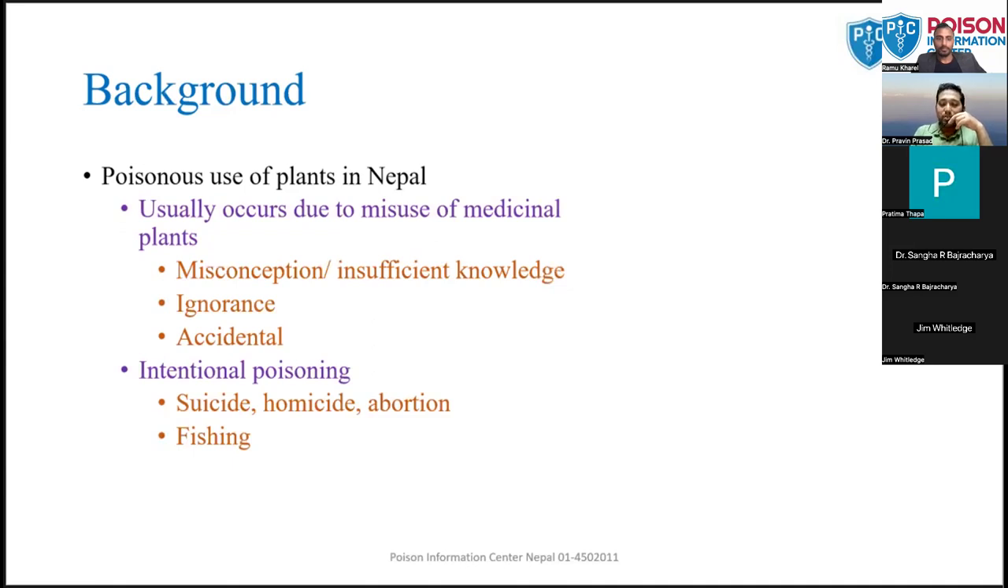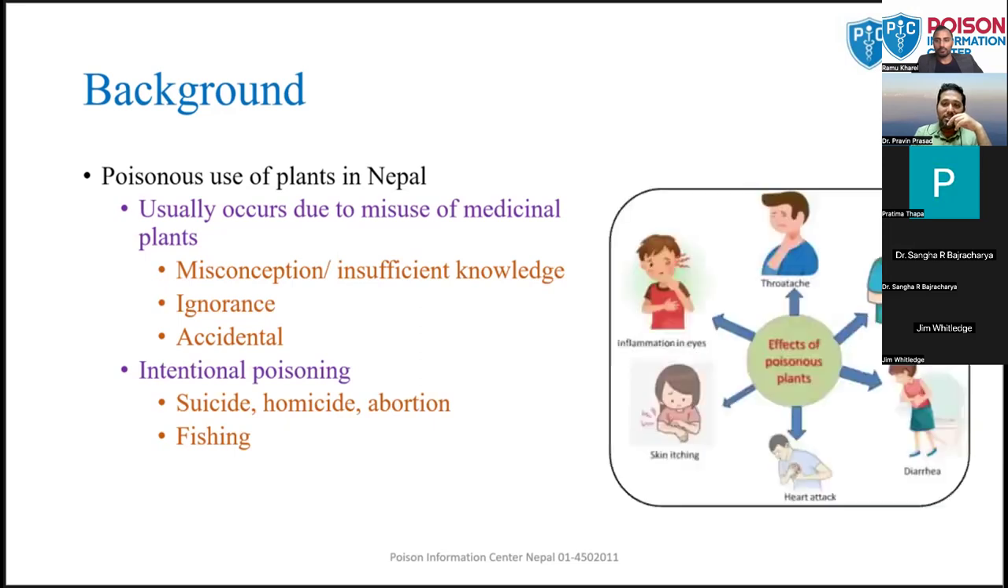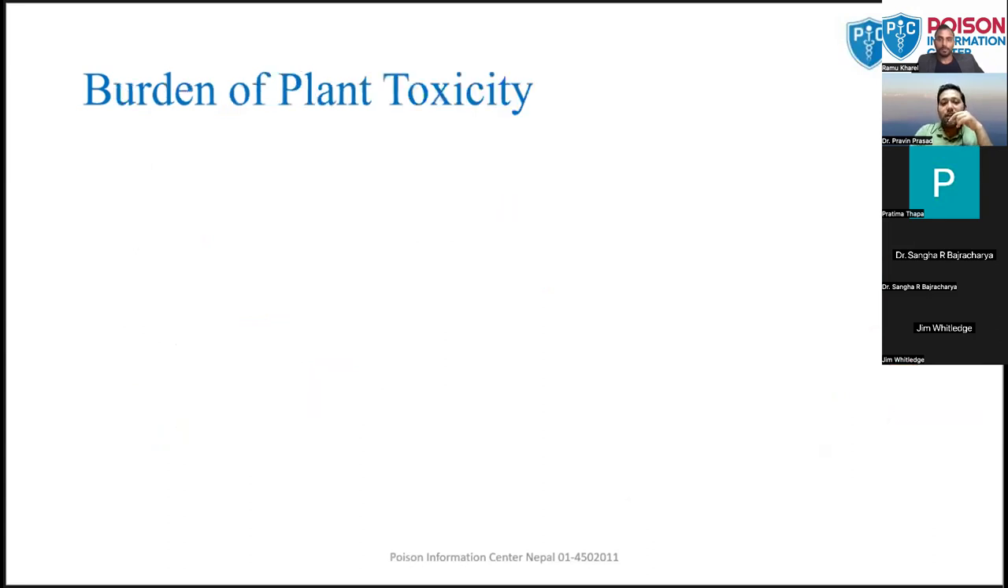Other than that, on occasion we can find some intentional poisoning. So there are episodes of people attempting suicide, homicide, or even abortion using plants. And sometimes it's not human, but people have been using poisonous plants for fishing. They throw these plants in the pond, and then all the fish die, and they just collect the fishes. So when these plants are used in humans, they can have topical symptoms like skin itching and inflammation in the eye, as well as involve several organ systems like the CVS, CNS, or the GI tract.